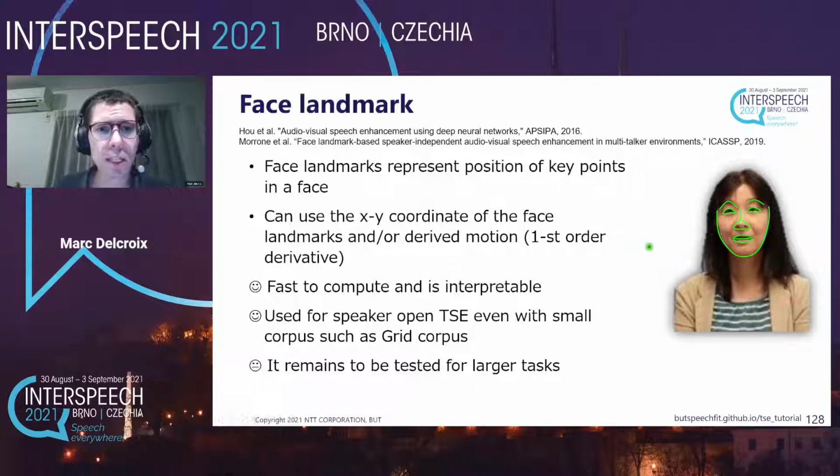So first, the face landmarks approach. So here, face landmarks represent position of key points in a face. So as shown here, it can represent, for example, the mouth, the nose, eyes, etc. And some studies show that we can use the XY coordinates of the face landmarks or their derivative as video embeddings. So these face landmarks are very fast to compute, and also they are very interpretable. And it has been shown that they can be used for speaker open target speech extraction, even with a small corpus, such as the GRID corpus. However, these approaches were mostly used with relatively small data sets, so it remains to be tested for larger tasks.